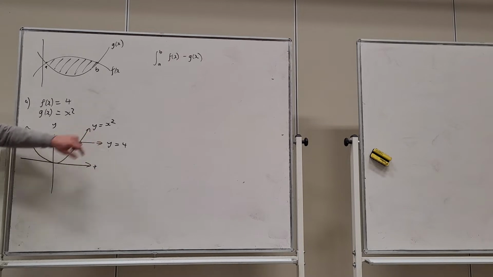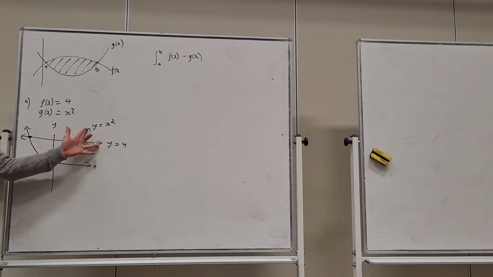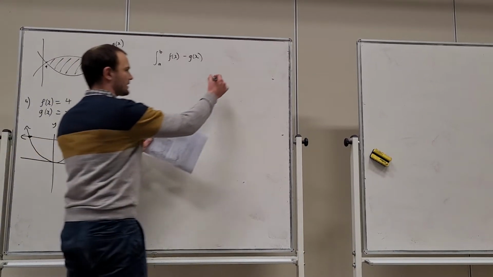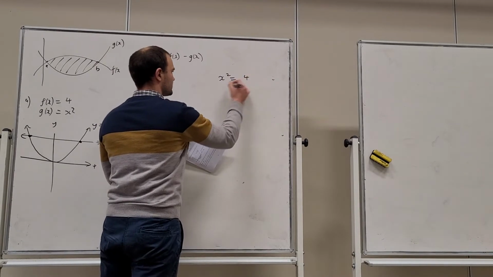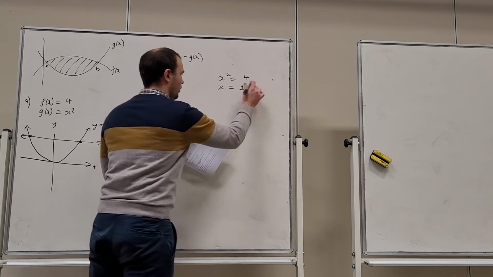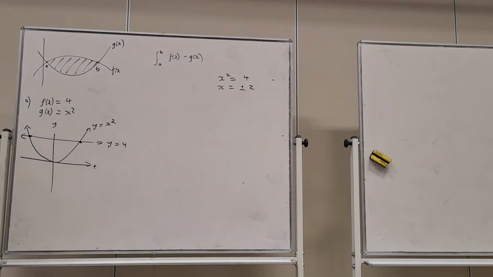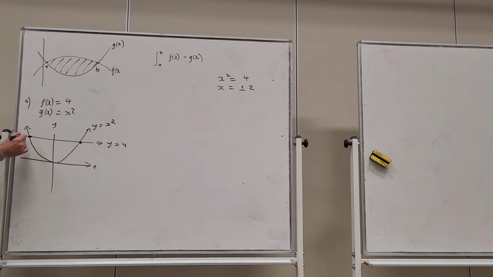These two functions are going to intersect when they equal one another. That is when x squared equals 4, and so x is going to be plus or minus 2. Alright, so here we've got x is minus 2. Here we have positive 2.